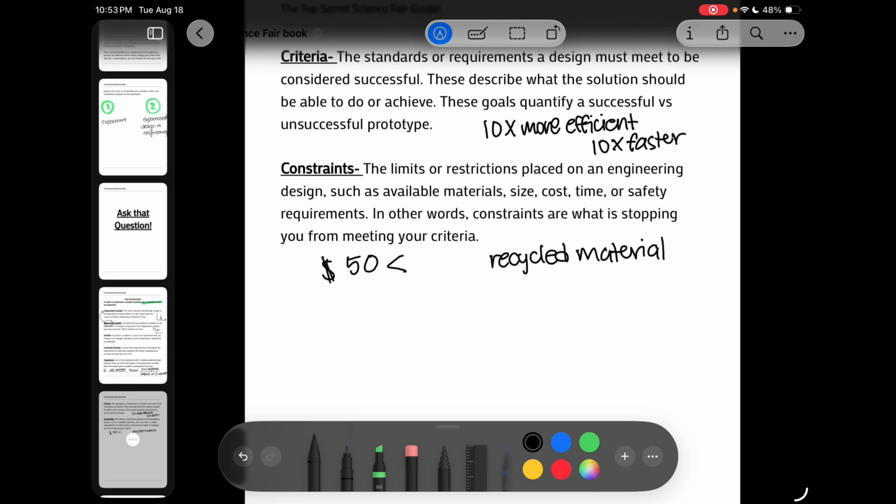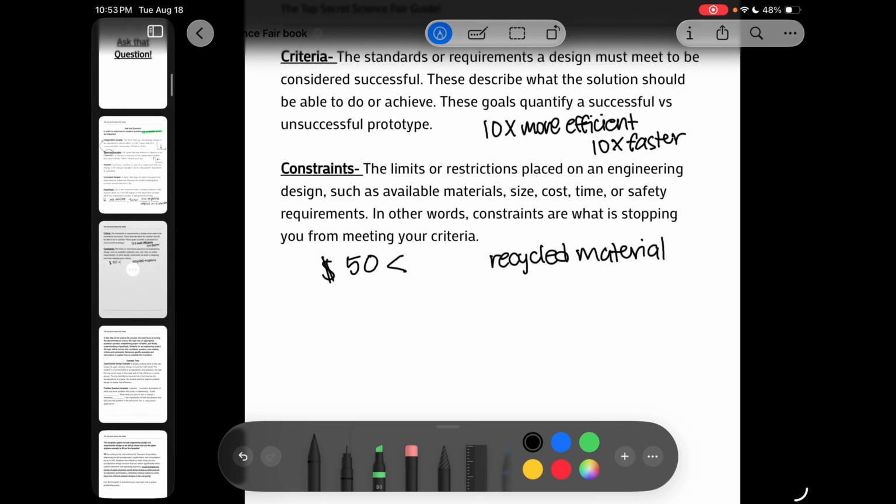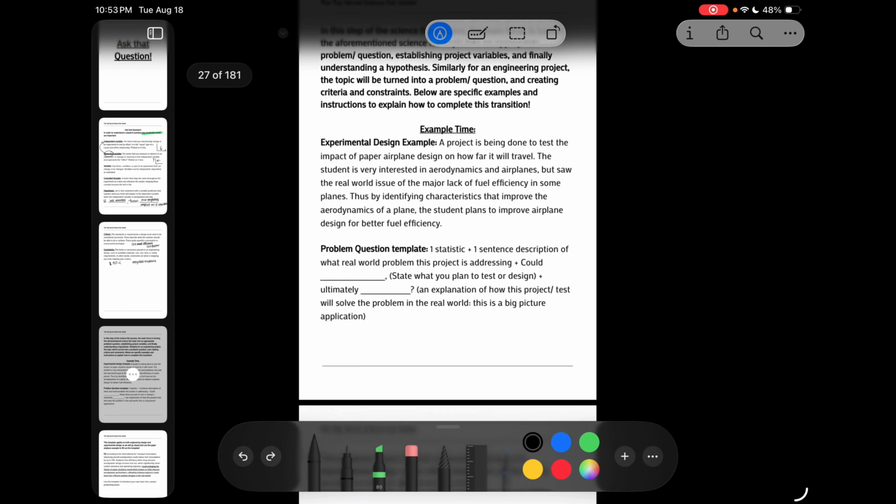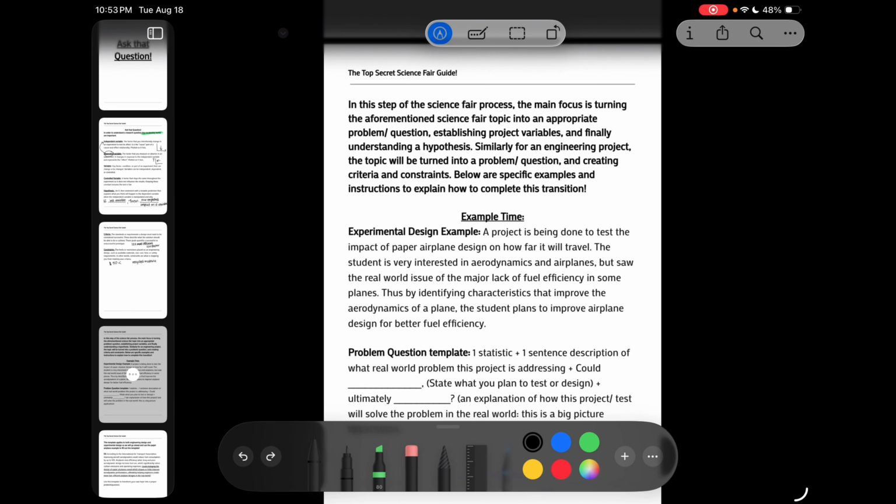So we have successfully gone over a bunch of those really big, hefty vocabulary words. And next meeting, we're going to start off with an example just to give us a refresher of the experimental design process and of the regular problem question template. And so we're going to go over that, and next meeting you will write down your problem and question, but that is all for this meeting.